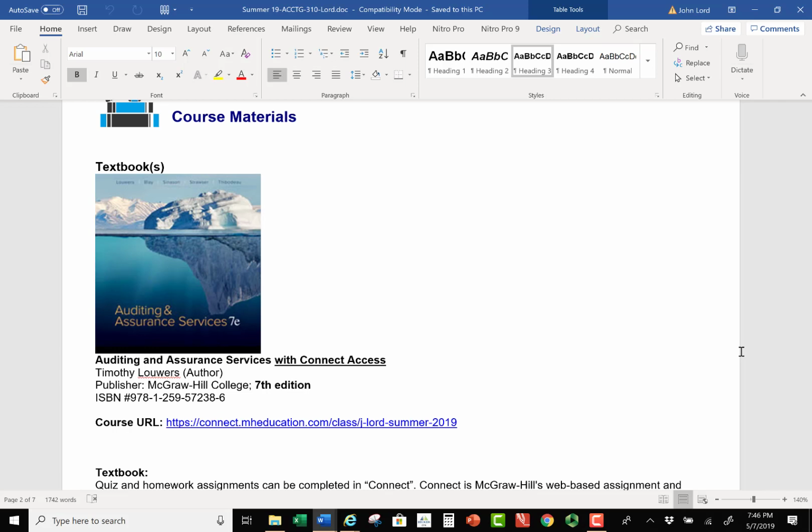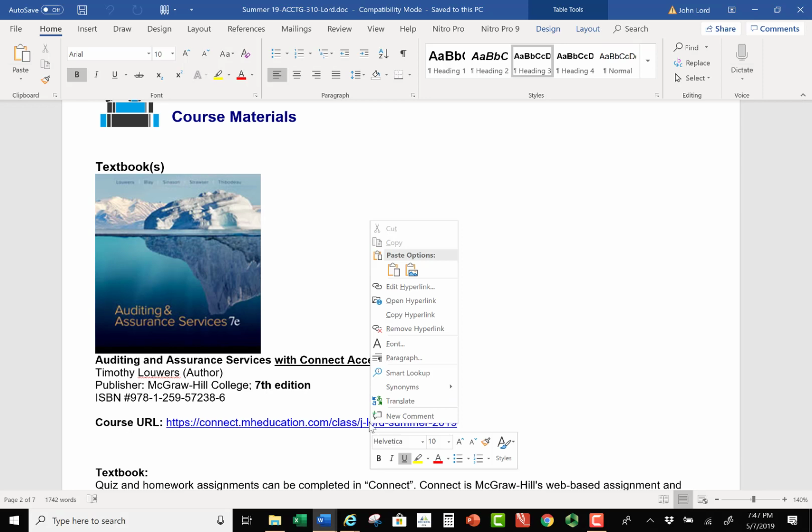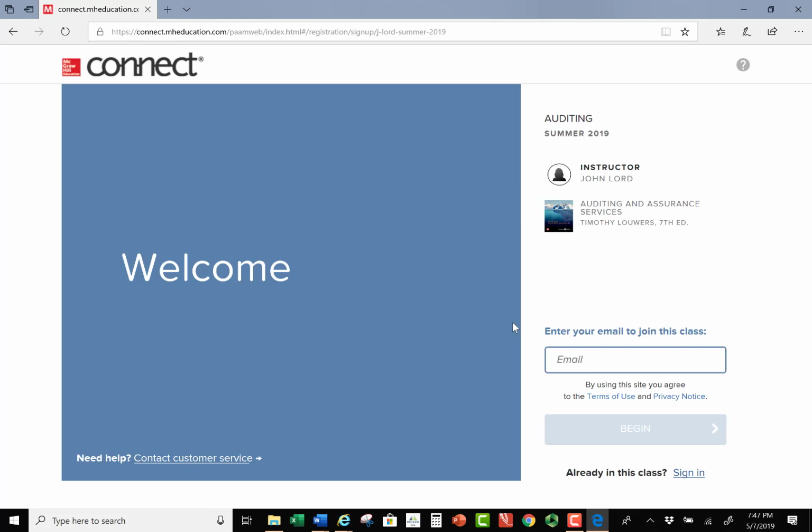Mm-hmm. Okay. All right, let's break this down. Let's talk about this right now. Let me see if I can open this hyperlink. Let's see what happens. It wants me to log in, right? Oh, I see. This is what it'll look like when you go to log in.